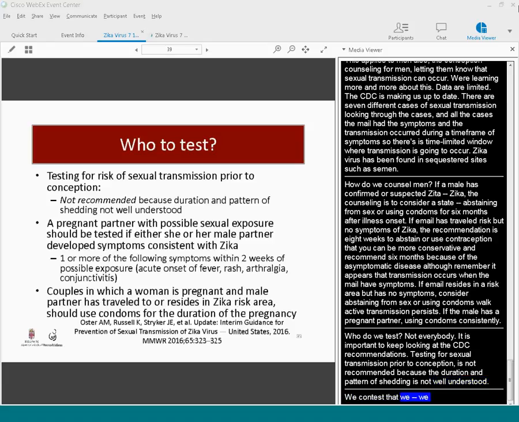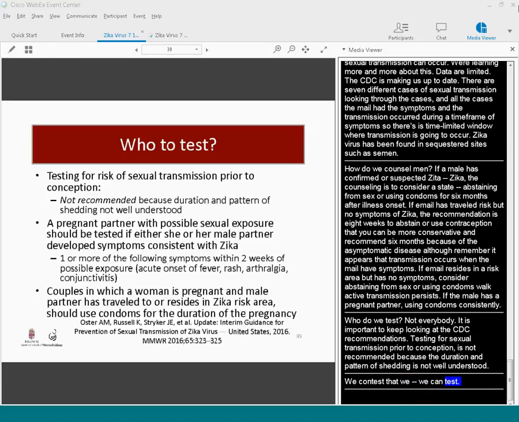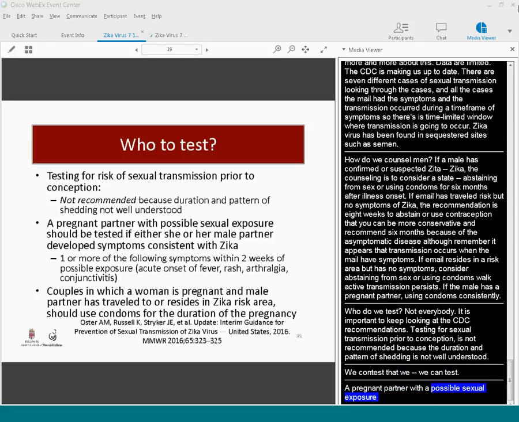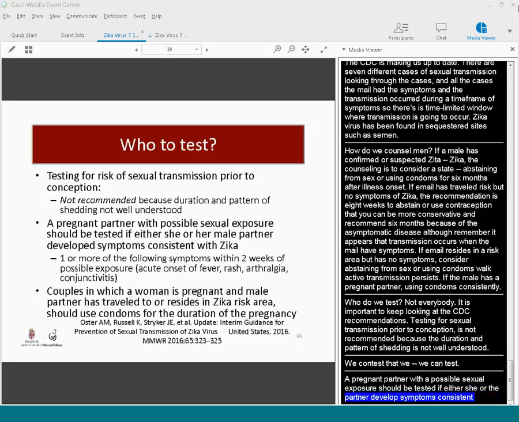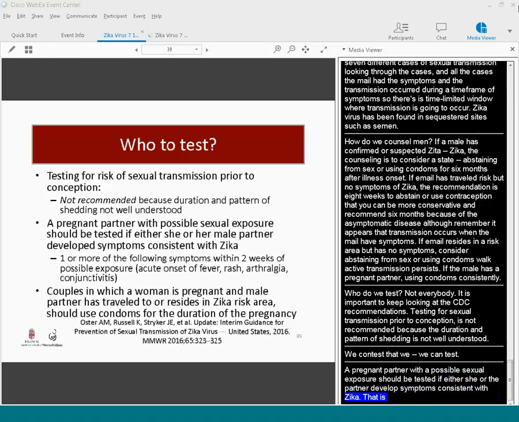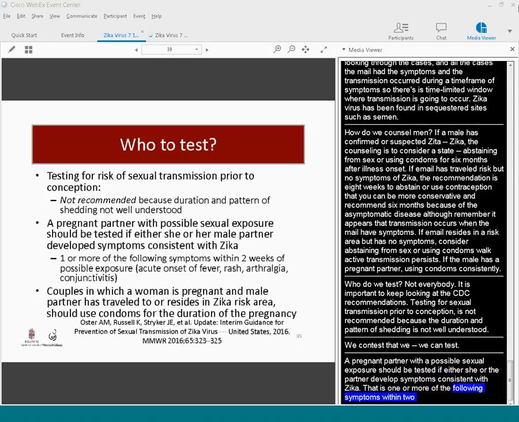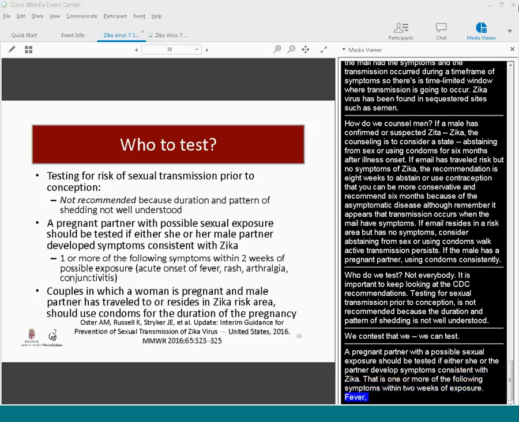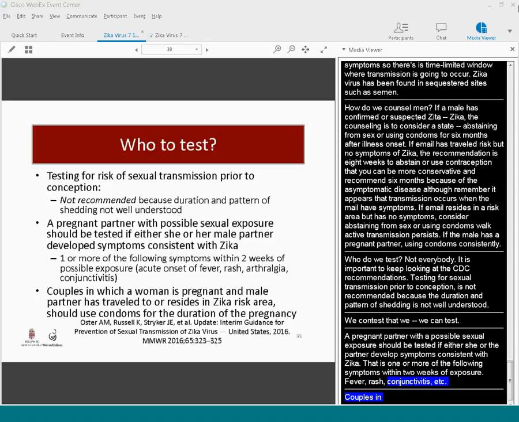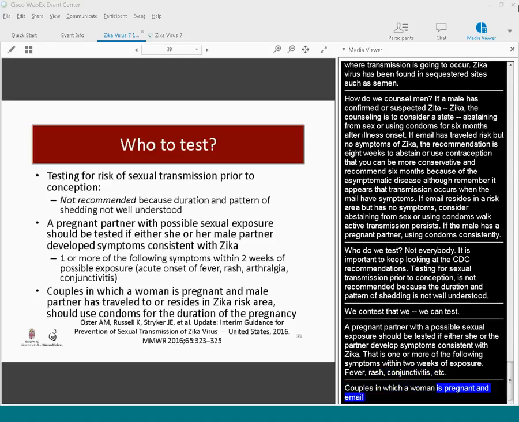So a pregnant partner with a possible sexual exposure should be tested if either she or her male partner develops symptoms consistent with Zika, and again, that would be one or more of the following within 2 weeks of possible exposure. So fever, rash, arthralgia, conjunctivitis, continuing to remember really those 4 symptoms are most important. And then couples in which a woman is pregnant and the male partner has traveled to or resides in a Zika risk area, important to counsel about using condoms for the duration of the pregnancy.